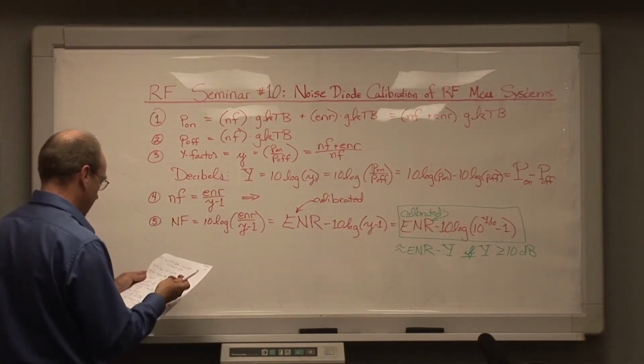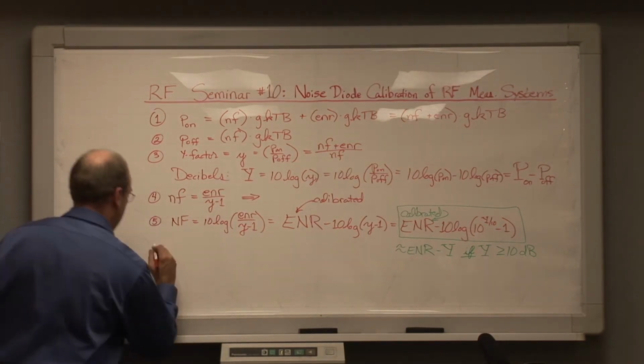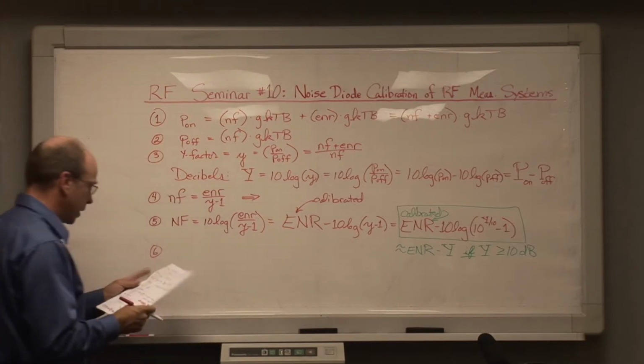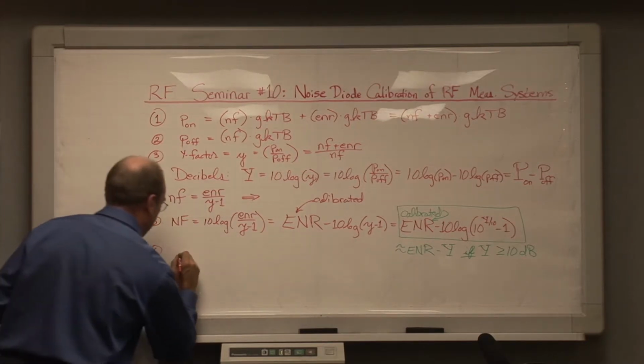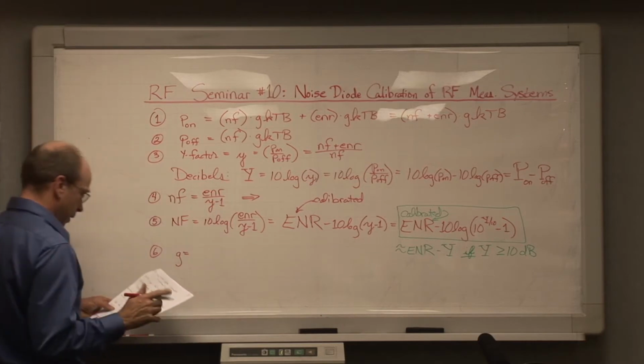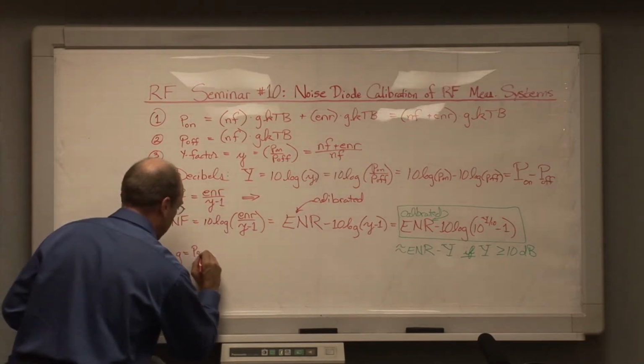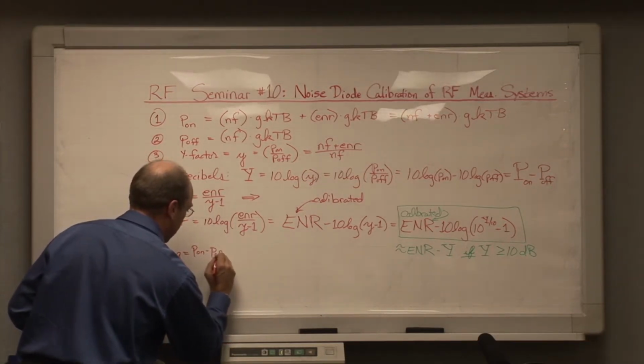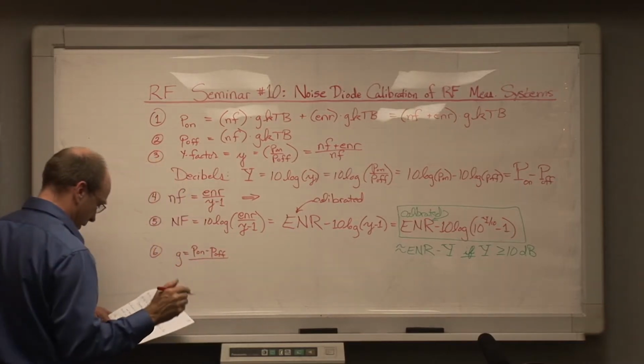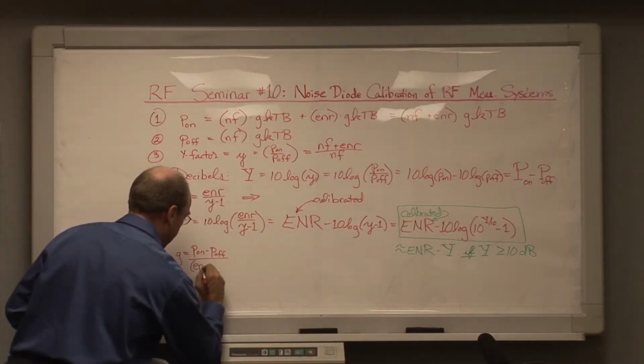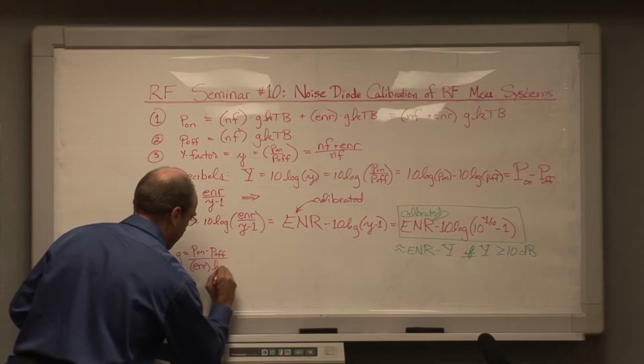So now, lastly, we'll look at the gain. Equation 6. We want to get the gain through the system. So the linear quantity G is equal to the linear power on minus power off divided by the ENR times KTB.